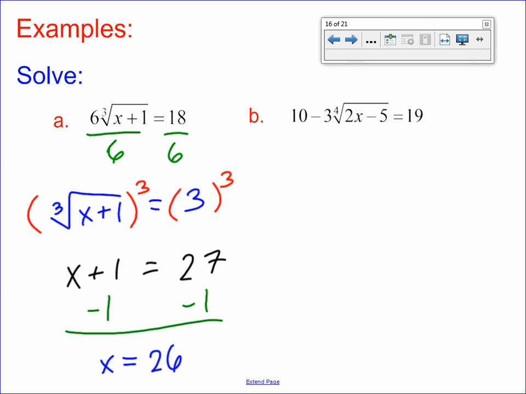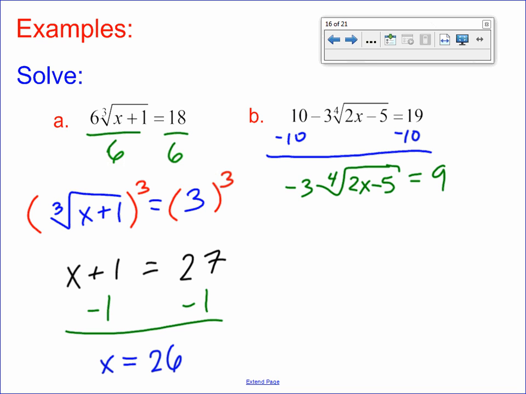Awesome. Let's do the same strategy for letter B. Is my radical currently isolated on one side of the equation? No, we've got some work to do. So first step, let's subtract 10 from both sides. Don't forget about the negative. I still have negative 3 times the 4th root of quantity 2x minus 5 equals 9. Next, we want to undo that multiplication by negative 3 in front of the radical, so we'll divide both sides by negative 3.